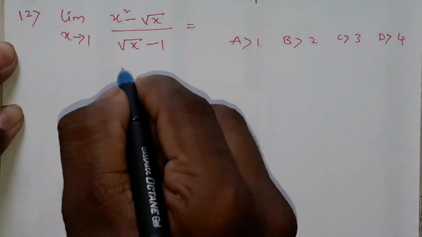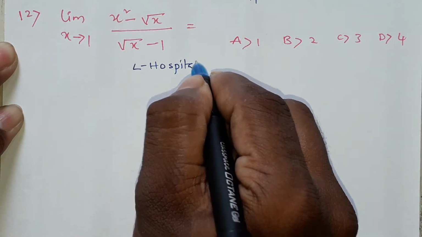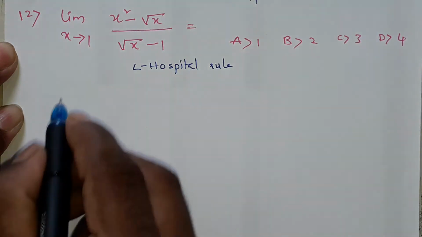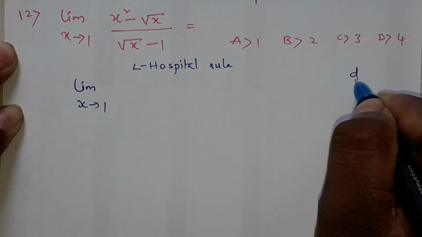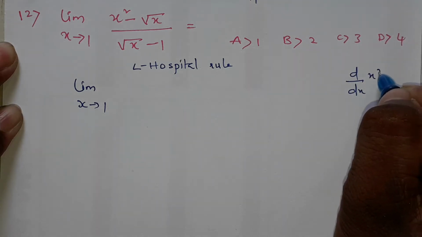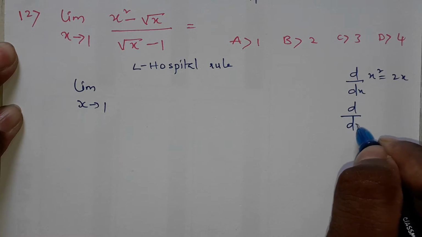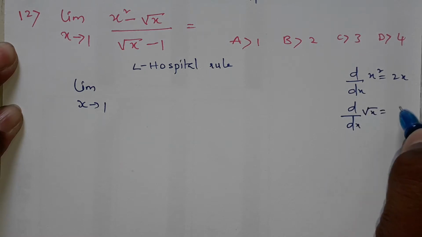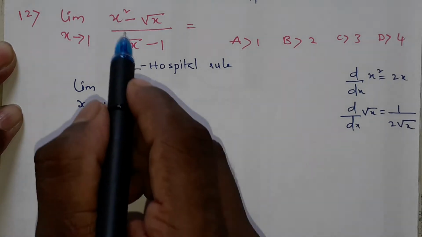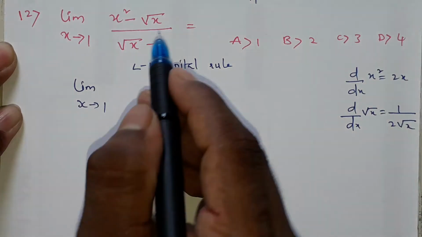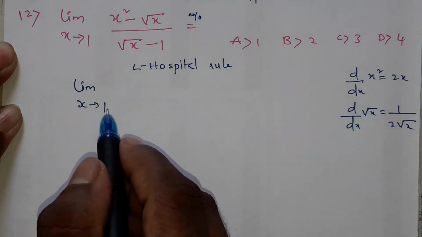Solution. Same, we apply the L'Hospital rule. Here limit extends to 1, d by dx of x square is 2x, derivative of root x is 1 by 2 root x. Because why do we apply the L'Hospital rule? In place of x we substitute 1, we get the 0 by 0 indeterminate form. That's why we always apply the L'Hospital rule.